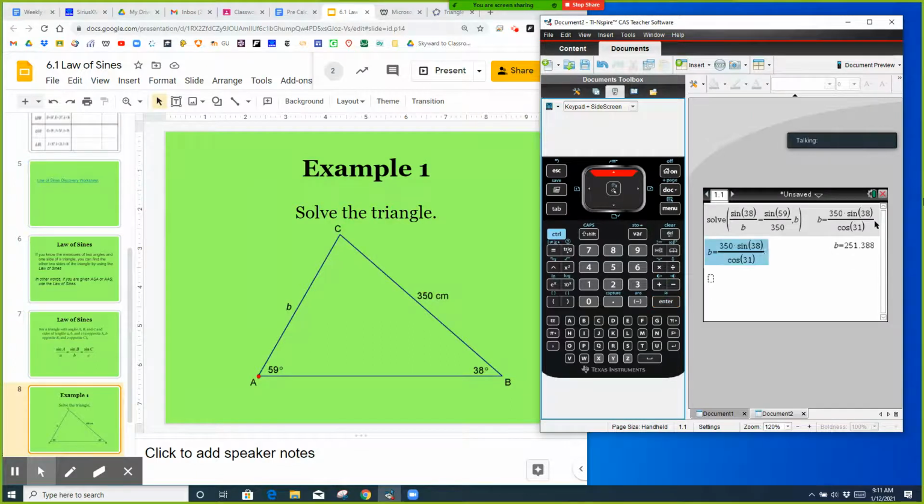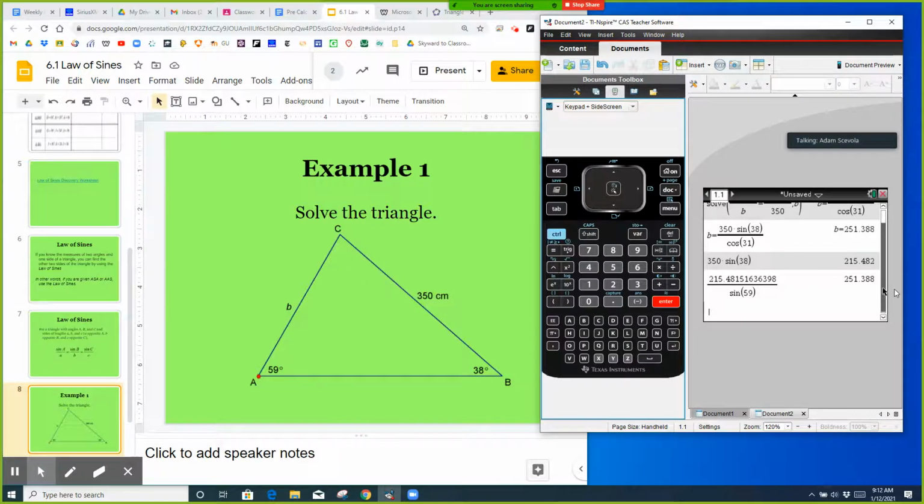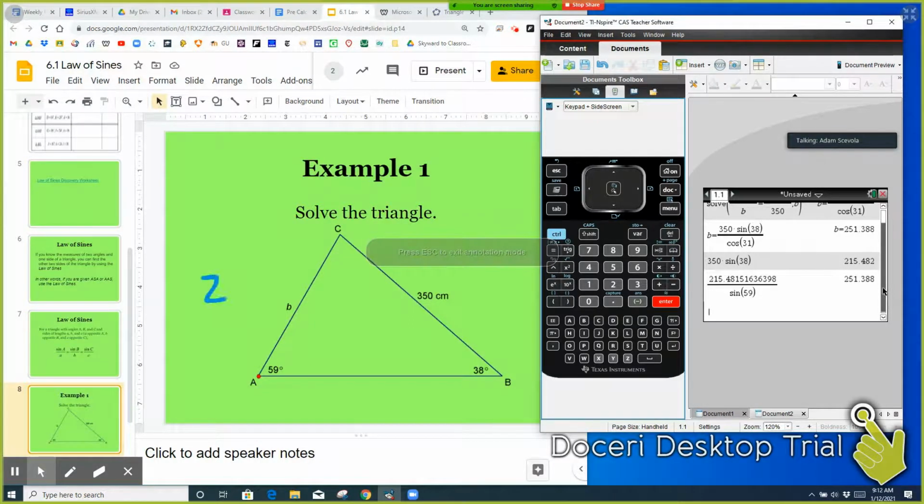Now, if you don't have a CAS, you would solve this equation by cross multiplying. So you do 350 times the sine of 38, and that would equal B times the sine of 59. Then you would divide by the sine of 59, and we get that answer, 251.38. So right now, we know that this side right here is 251.38, and this angle up here was 83 degrees. So we've almost solved the triangle.